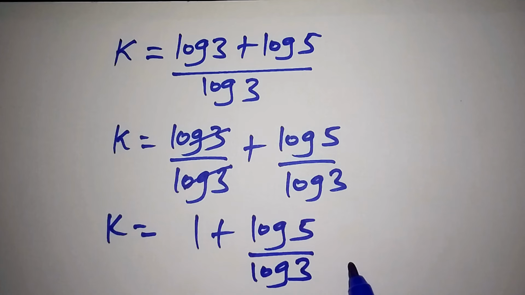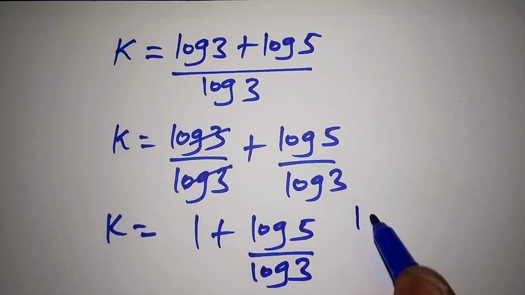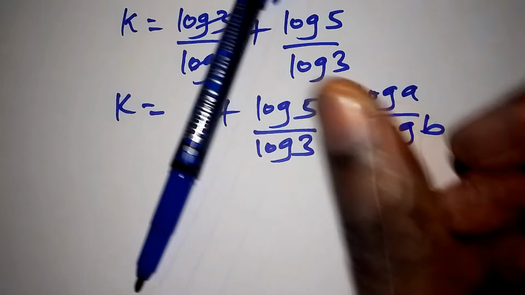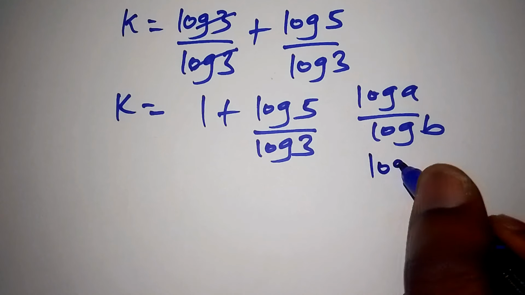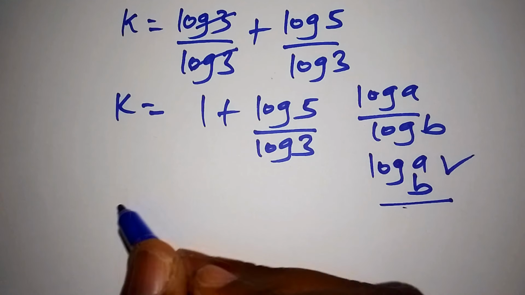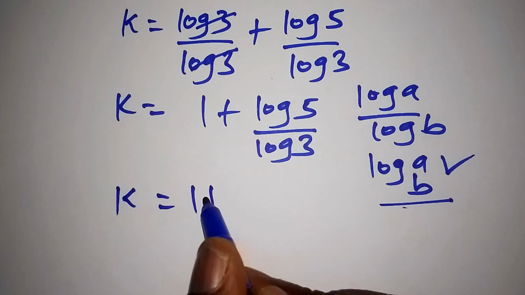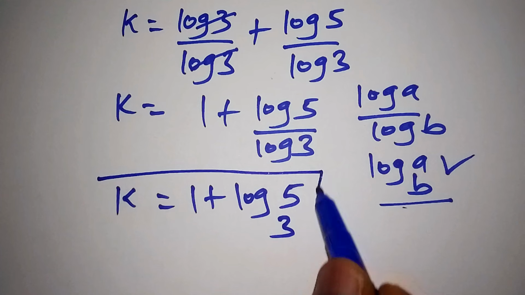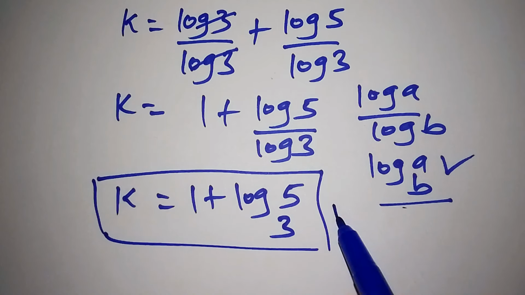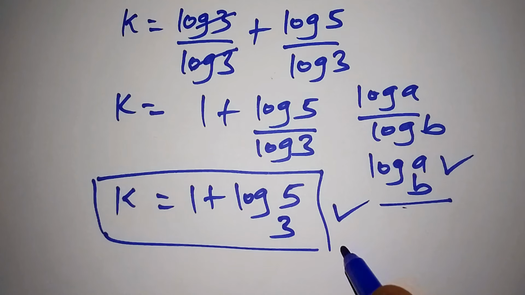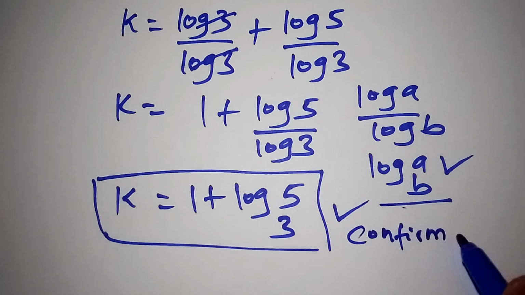According to the law of logarithm, when we have log a over log b, we can write it as log a to the base of b. Taking this into consideration, our final answer for k is 1 plus the log of 5 to the base of 3. This is our final solution for this maths problem. But some might be thinking, how? So let's confirm if this answer is really true.